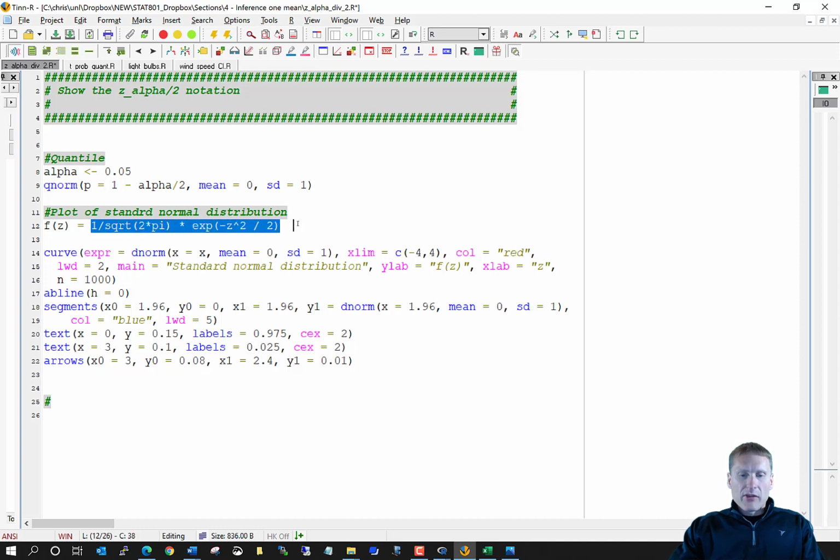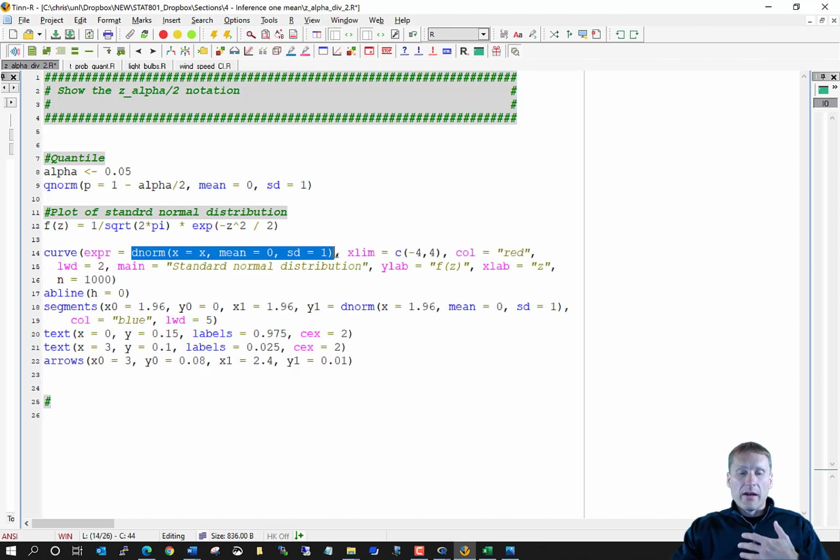So this expression here, and you can actually do this on your own. Plug in a value of z and see what happens. This expression corresponds to this call to dnorm. Now I have an x here instead of the z because R requires you to always use an x to represent what's going to vary on the x-axis. Okay, so I want to draw this from -4 to 4 on the x-axis, so those are my x-axis limits. The color is going to be red. The line width is going to be 2 times the default.